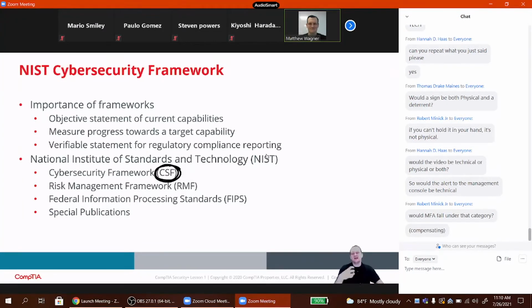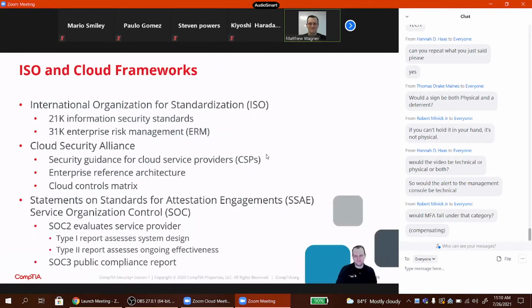We're going to start by talking about ISO's frameworks, the International Standards Organization, or the International Organization for Standardization, depending on how you want to say it. Ultimately, the goal of ISO is to make standards and frameworks that we can all use, and on an international level.